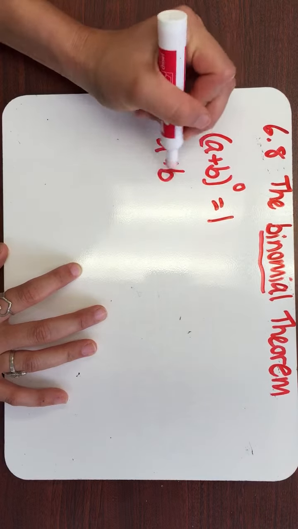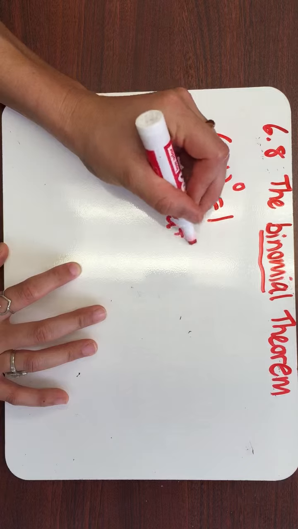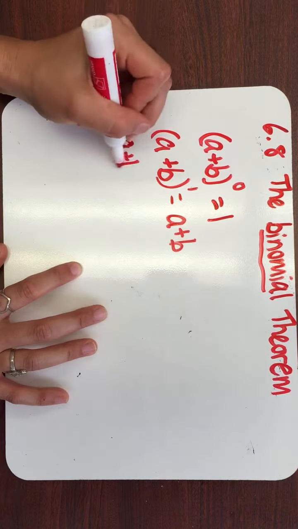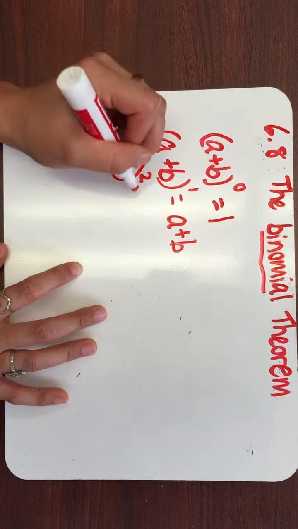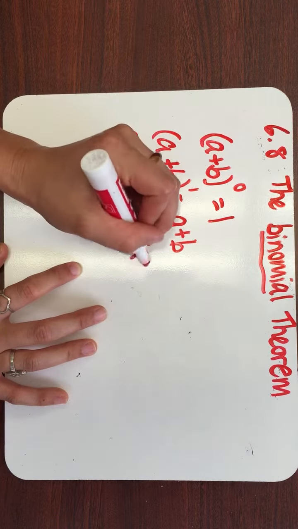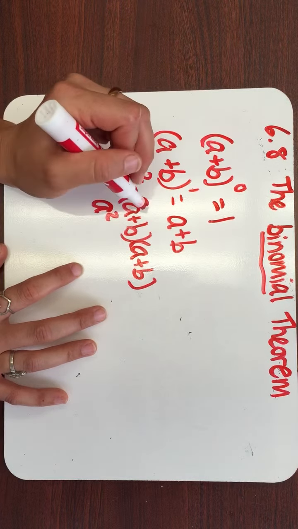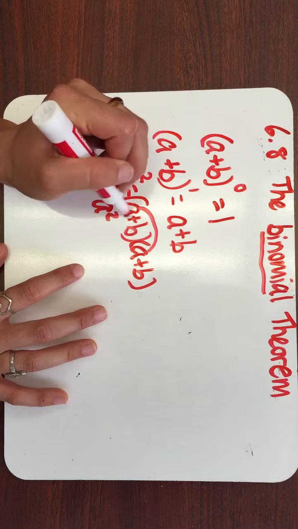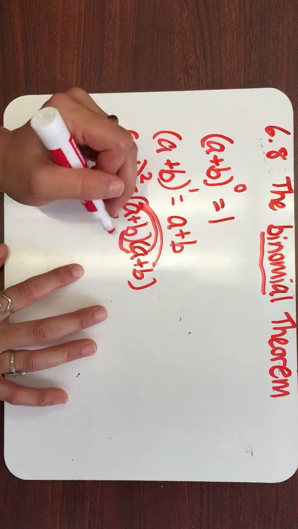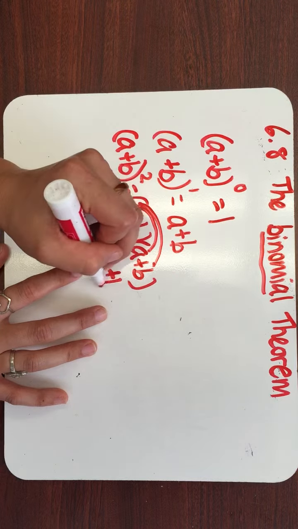If we take this binomial, a plus b to the first, then that's just a plus b. Okay, if we take a plus b squared, then that's a plus b times a plus b, and therefore we get a squared. We will FOIL this out. The first is a squared, the outer is a times b, the inner is ab, so that's 2ab, and then the last is b squared.